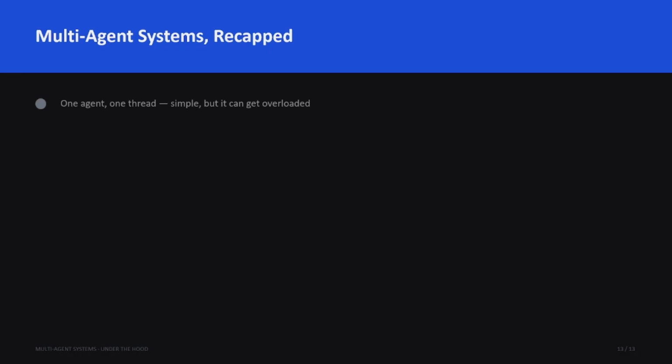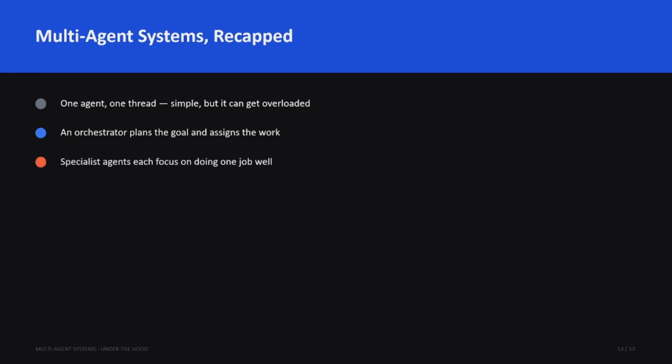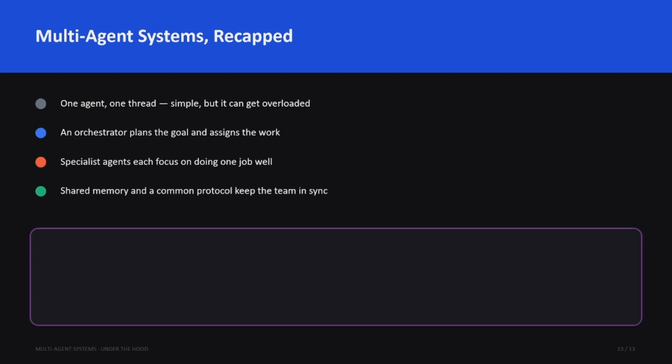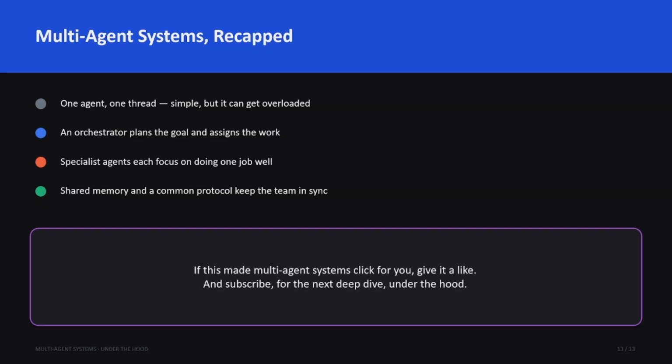Let's recap. A single agent system is simple, but the agent can become overloaded when the task is large. A multi-agent system uses an orchestrator to plan the work and assign tasks. Specialist agents focus on doing one job well. Shared memory and a common communication protocol keep the team aligned. So the main idea is this: multi-agent systems are like AI teamwork. One manager coordinates, specialists contribute, and the system combines everything into the final, better answer.